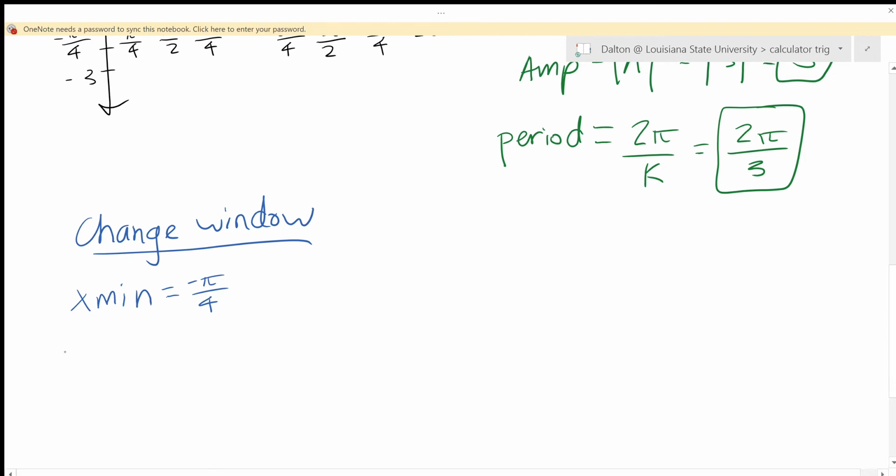Now, what about x max? What's the biggest x value? 2 pi. So go ahead and put 2 pi as your x max. And then for the scale for the x's, again, it doesn't make sense for us to have 2 pi as our max value and count in increments of 1, 2, 3, 4, 5. So what is the grid counting by on your paper? Pi over 4. Fabulous. So go ahead and put your scale as pi over 4.